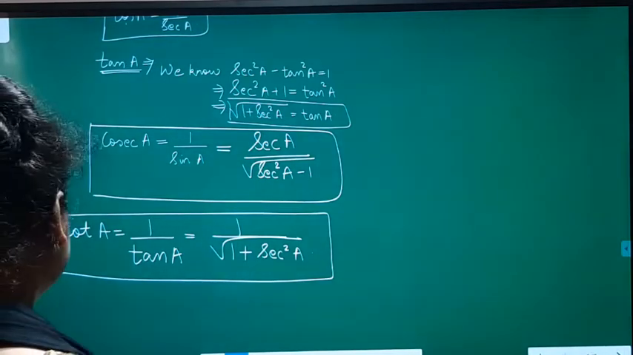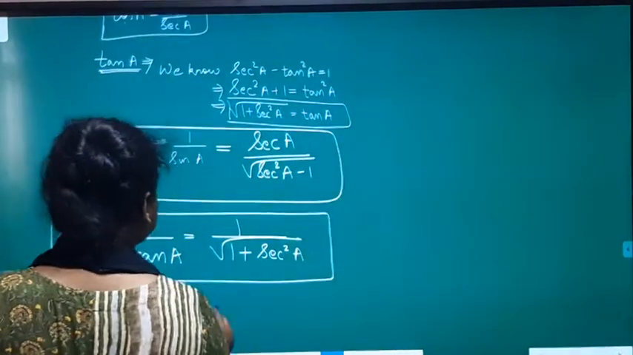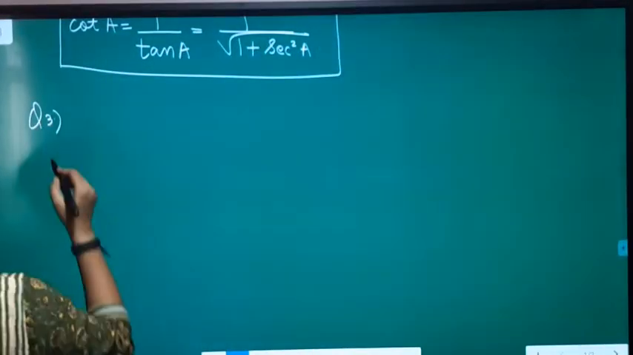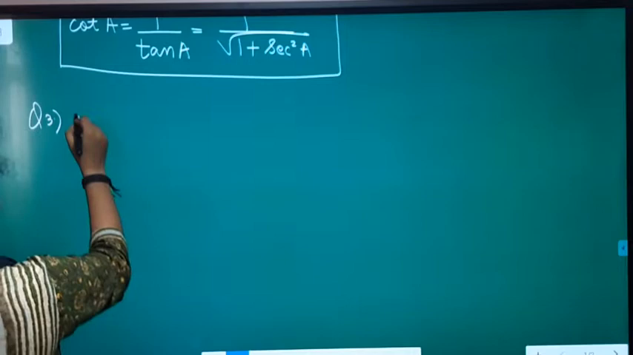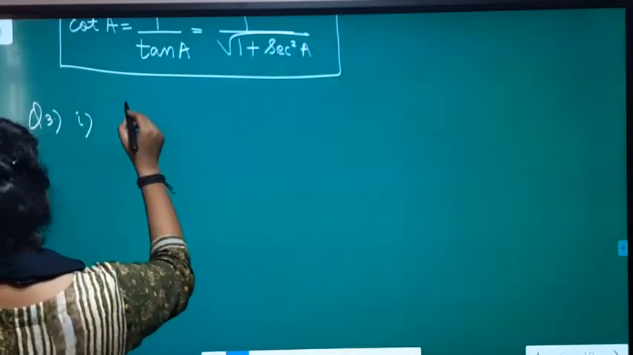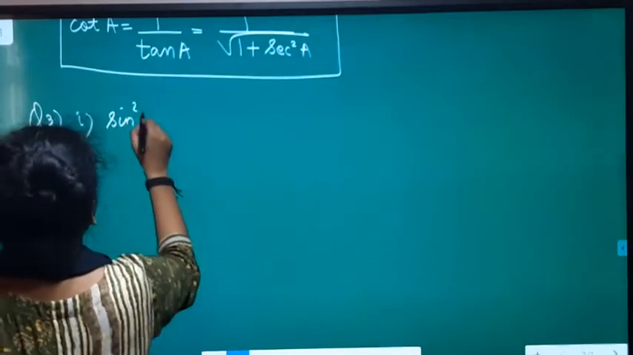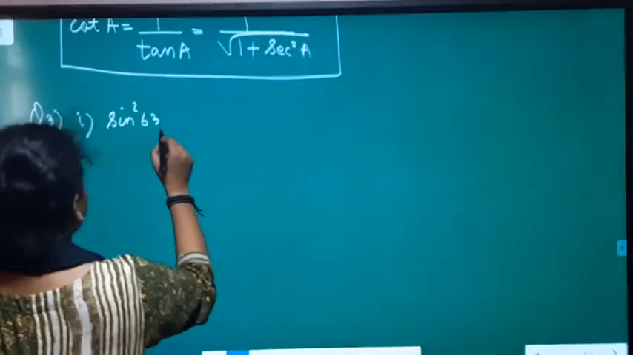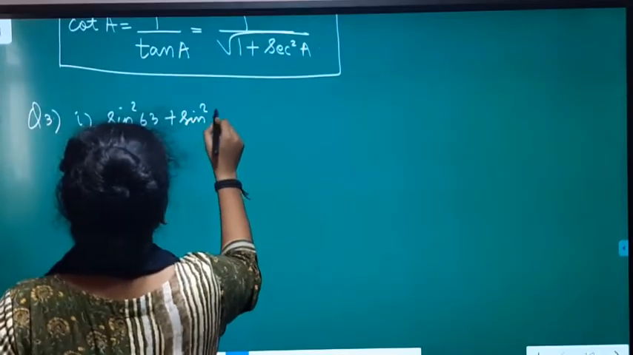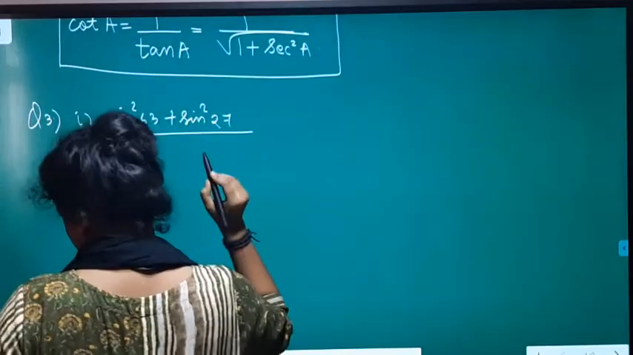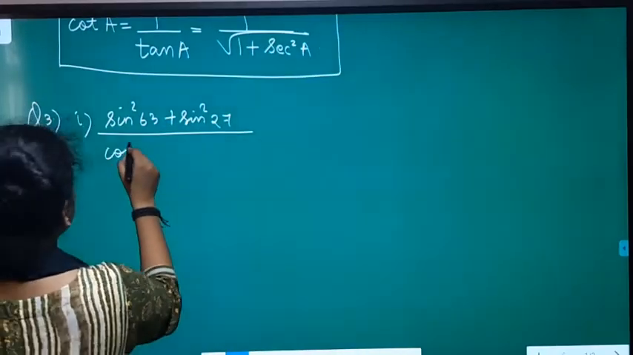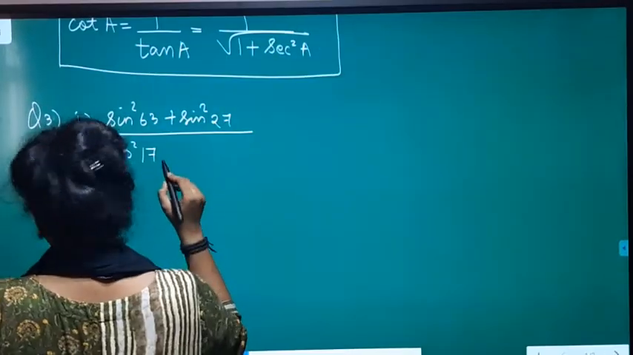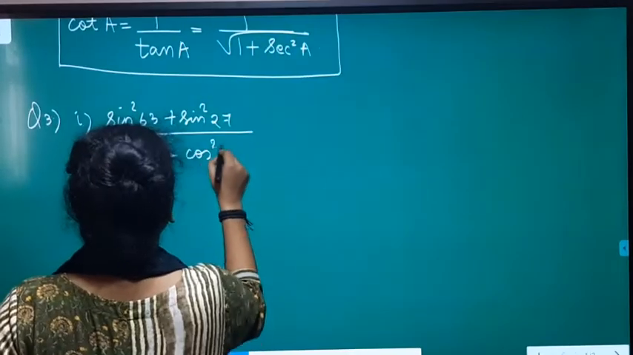Third question. Question number third. In question number third, we have to evaluate the following. First part we have is sin square 63 plus sin square 27 upon cos square 17 plus cos square 73.